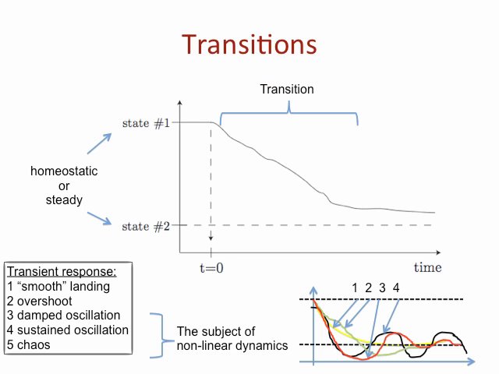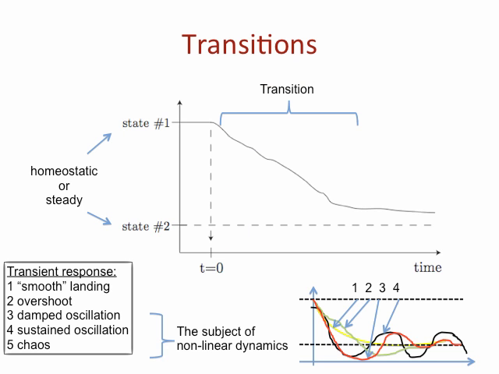Transitions. This slide shows the transition of a system from state number 1 to state number 2. Something induces a change, and the system moves from one state to the next. How this transition takes place may vary. And there are 5 categories of characteristic transitions given at the bottom of this slide.